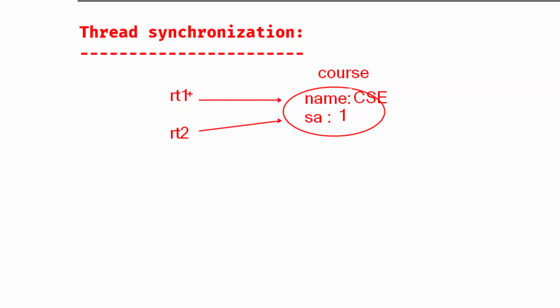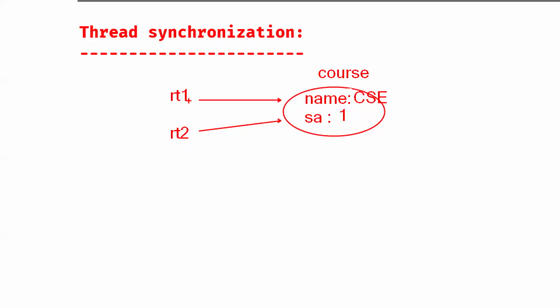Now what happened? Registration thread 1 first checks how many seats are available. In the course, 1 seat is available. It will book the seat, it will register the seat. If the seat is registered, it's going to update the available seats to 0 now. But what happened before this registration? Before the registration thread updated the seats to 0, another registration thread is also working on the same course object. It is getting the available seat value, which is 1.